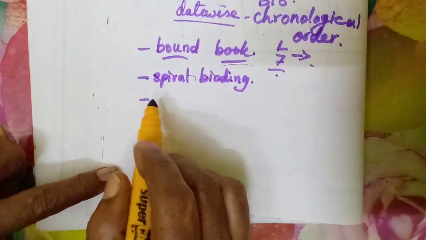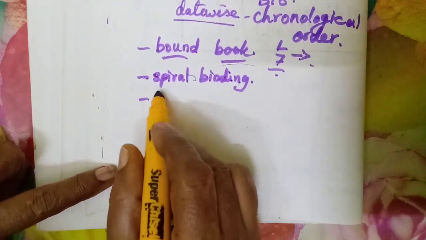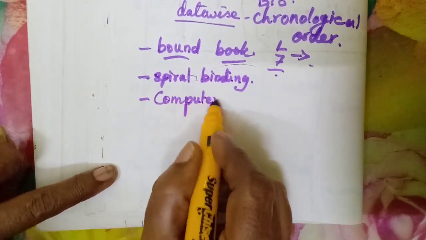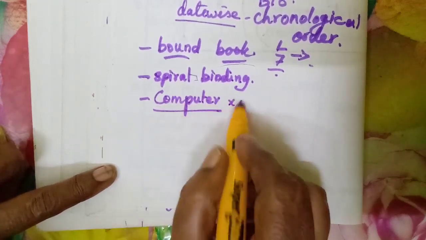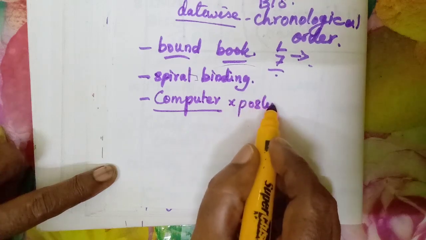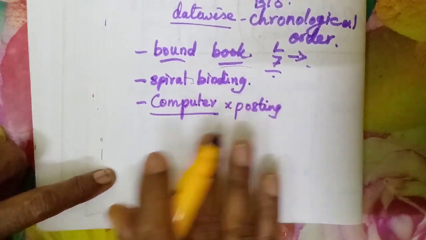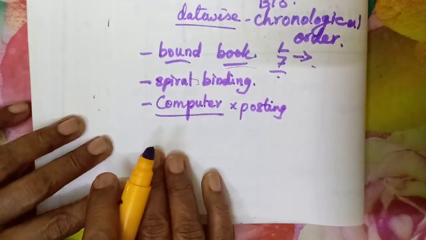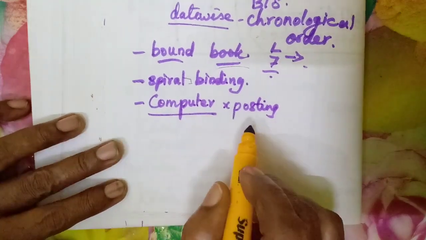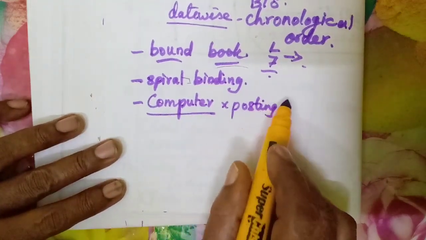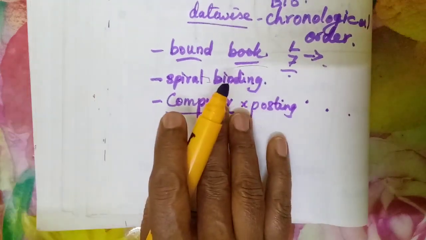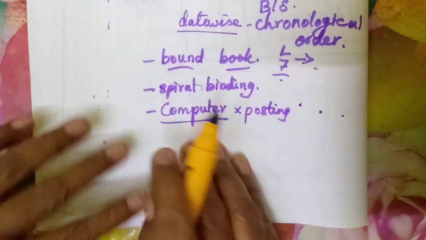But nowadays everything is computerized, isn't it? In the computer, we do not need to do this posting. If we prepare the journal entries and post that entry in the computer, it will automatically prepare the ledger account, trial balance and final accounts. Everything the computer will prepare automatically.